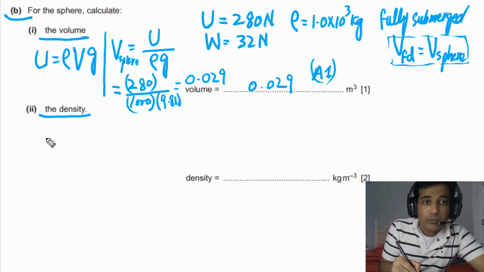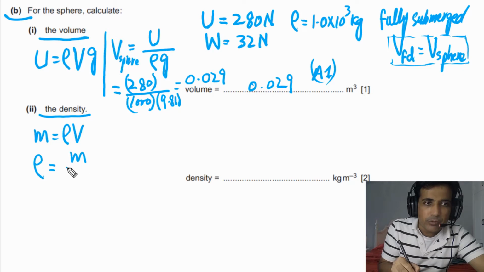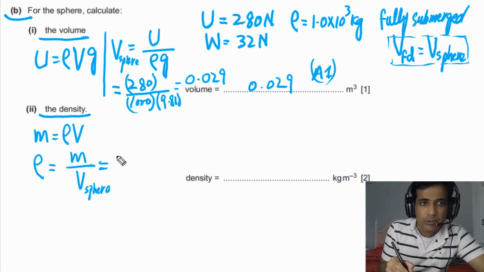Now we need to calculate density, but we understand mass is equal to density times volume. We need to find out density. So it means density will be equal to mass of sphere divided by volume of sphere. So this is volume of sphere. For this question, we have weight of sphere. Weight of the sphere is given, that is equal to 32 newtons. So mass is equal to 32 divided by 9.81. So this is the mass. Weight divided by g. And we need to divide by volume of sphere.